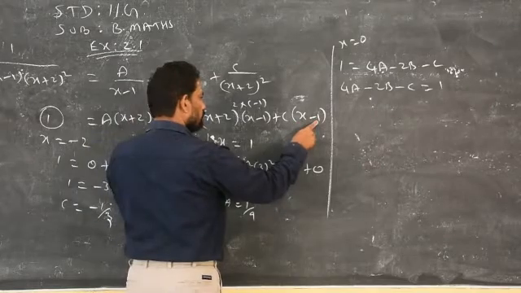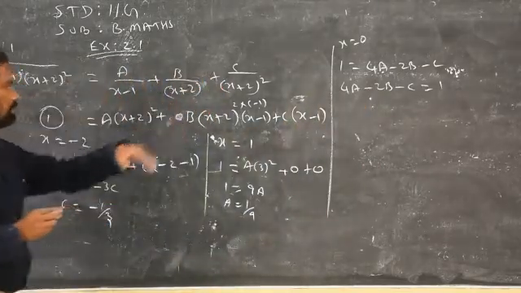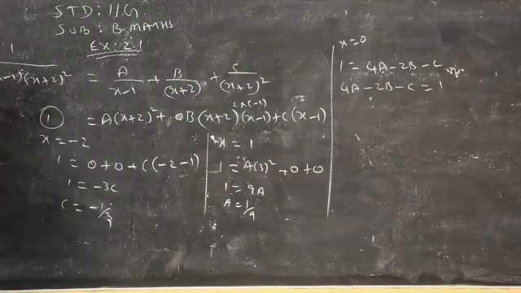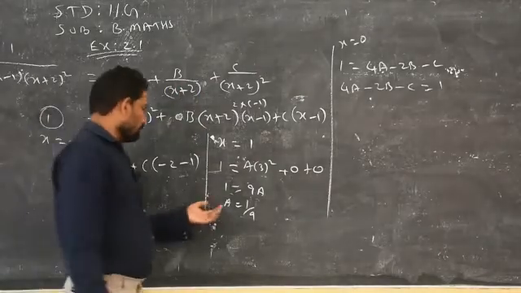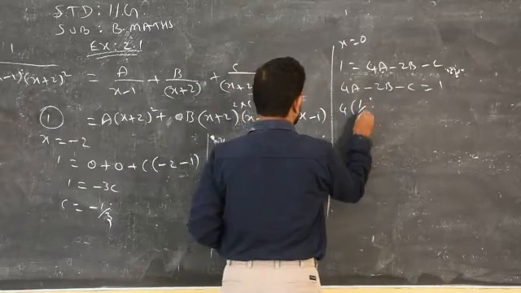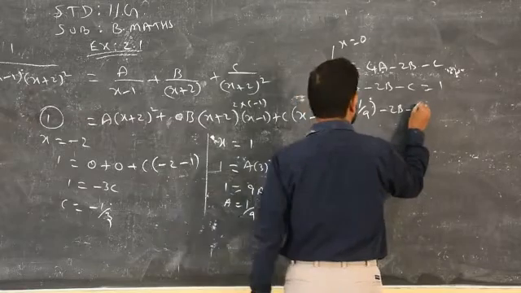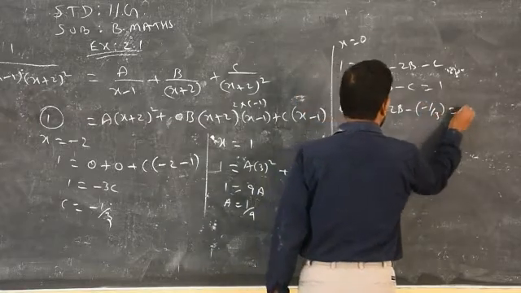Similarly x is equal to 0. 0 minus 1, minus 1, and it is c, minus c. Then the left side is 1. So I am writing 1 as it is. Now I already know the value of a and c. Just replace in the place of a and c. I don't know what is b, but I know the value of c, that is minus 1 by 3, is equal to 1.